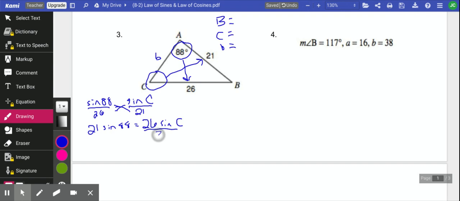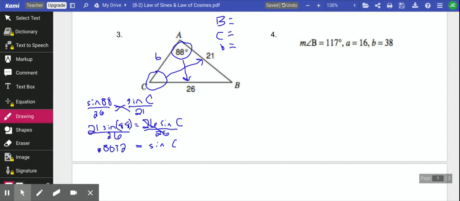Next thing we're going to do is divide both sides by 26. And so we get the sine of C. And you can go ahead and put this in your calculator. Make sure you close that parenthesis. Okay, 21 sine of 88 divided by 26. And your calculator is going to give you 0.8072, and so on and so forth. Okay, so we need to find out what C is. So this is the sine of C.